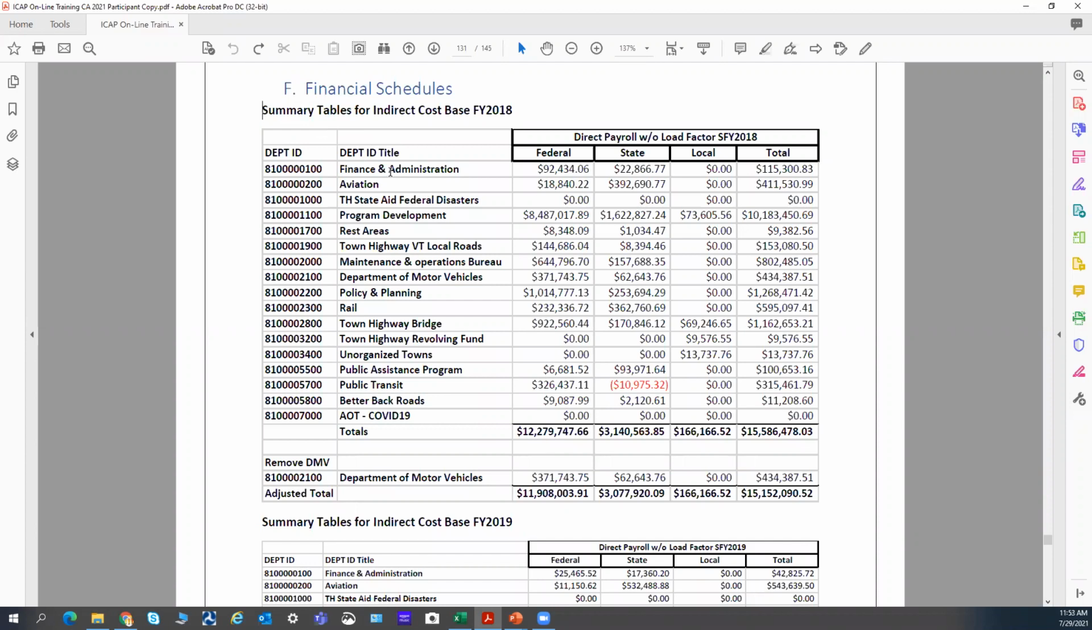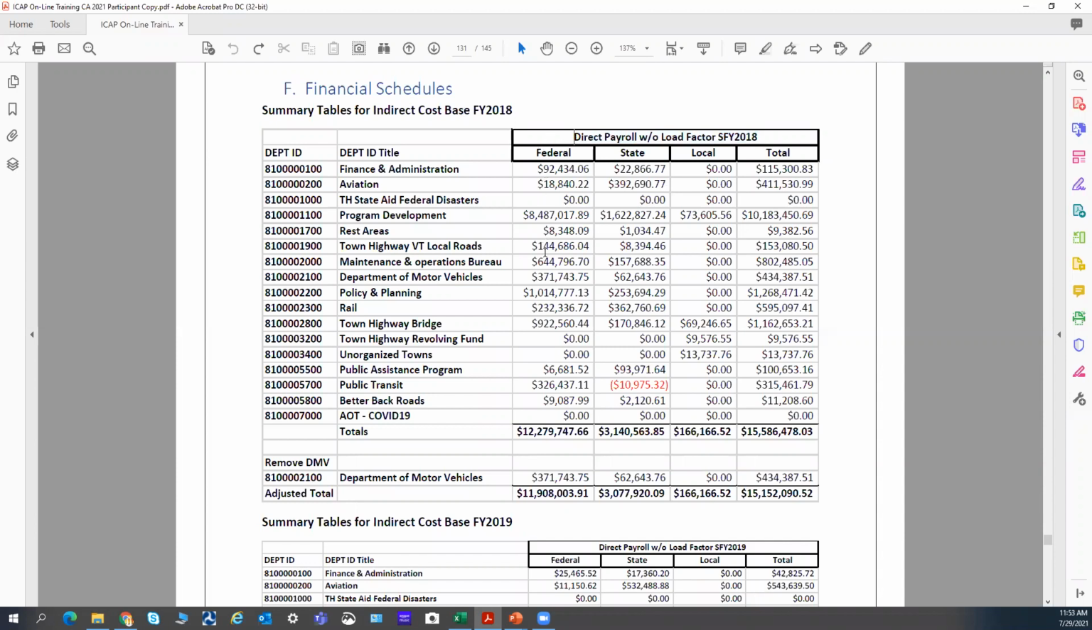And oh, by the way, when you see the workbook that I've been talking about, how big it is, that's only 1 year. What we're going to look at today and possibly a little bit tomorrow is FY20. They provided us 3 workbooks, one for 18, one for 19, and one for 20. And you can see they've rolled up all of that information into here. So these are the tables for the indirect cost base, okay? And you can see direct payroll without the load factor they've identified. The fiscal years are all the same here, but we're looking at 18 right now.